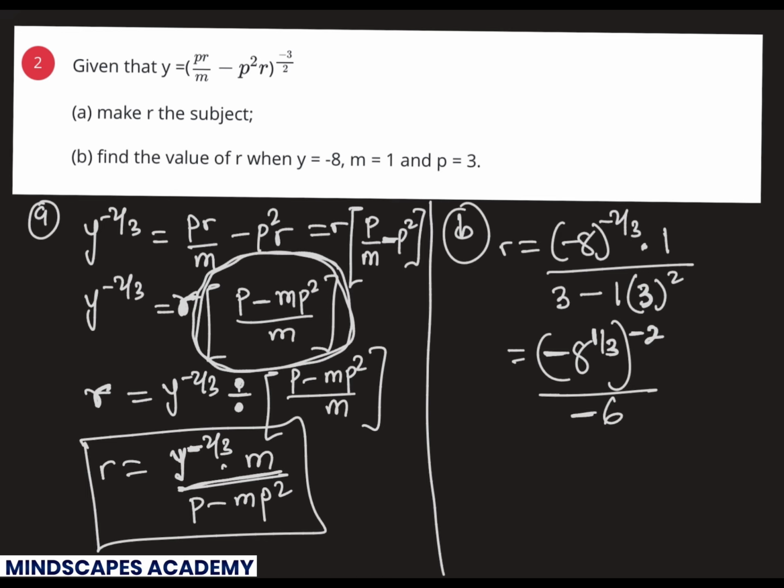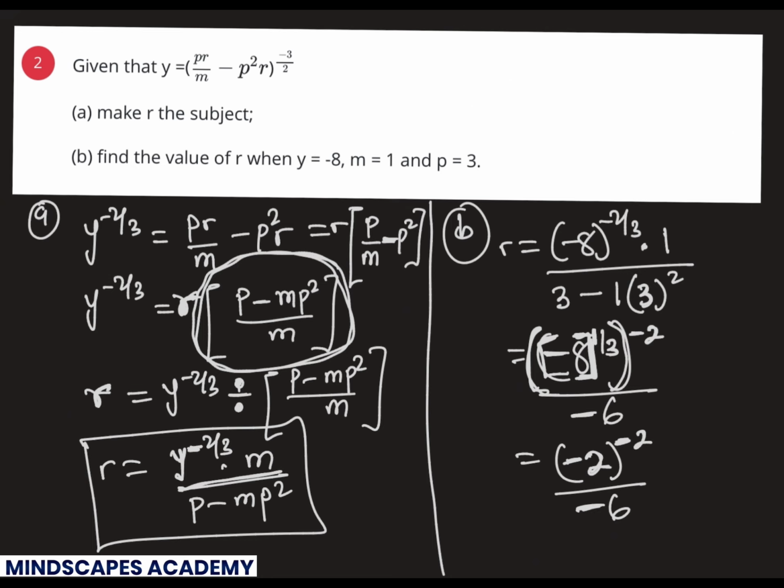Cube root of -8. So negative is inside the cube root. So the cube root of -8 is asking for the number you will multiply 3 times to have -8, and that is -2. When you multiply -2 3 times, you get -8. So that is -2 to the power -2 divided by -6.